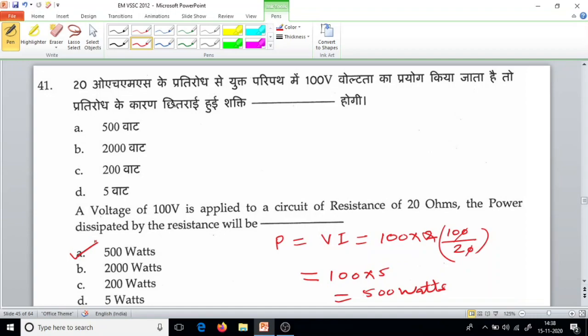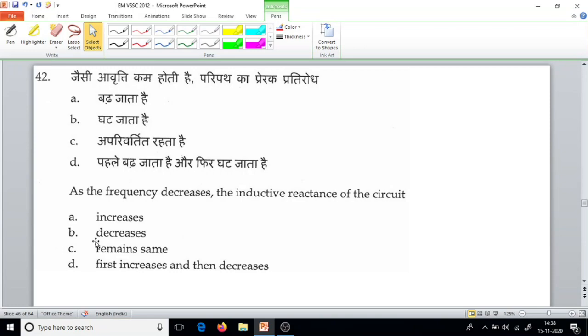So how is your preparation going on? Daily practice is required. So all of you keep practicing. Solve as many questions as possible.